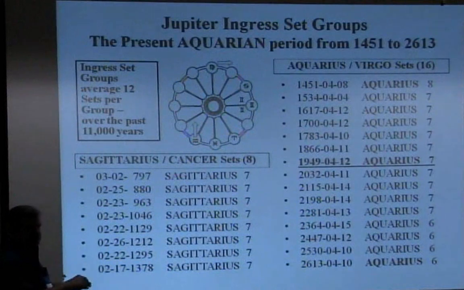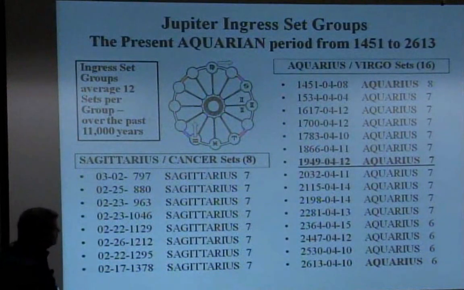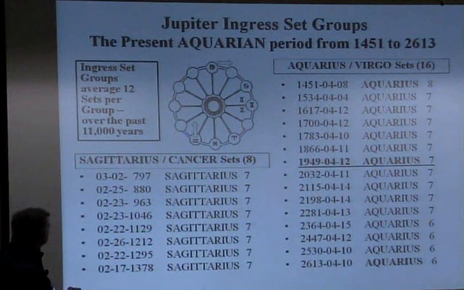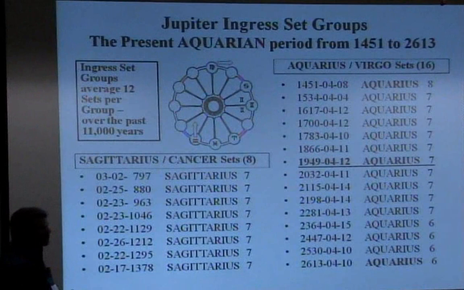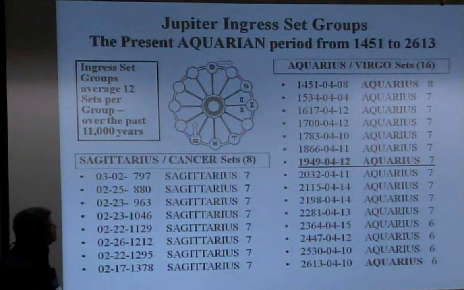So this is getting closer to the diagram. We're in this cycle right now, from 1949 to 2032. This set started with a short set of Sagittarius and then continued with 7 sets starting with Cancer. So there's this transition from Sagittarius to Cancer. We're in a cycle now where we're transiting from Aquarius to Virgo, and those happen to be the signs where Jupiter rules on the soul level and on a hierarchic level.